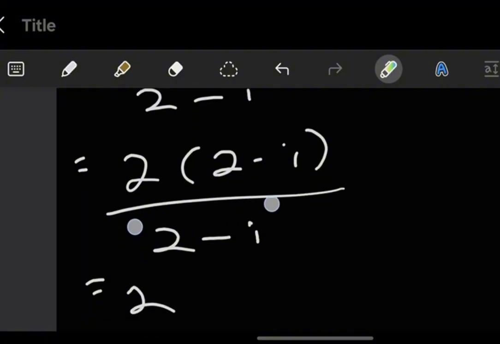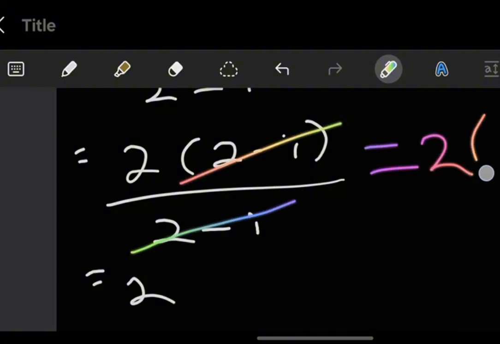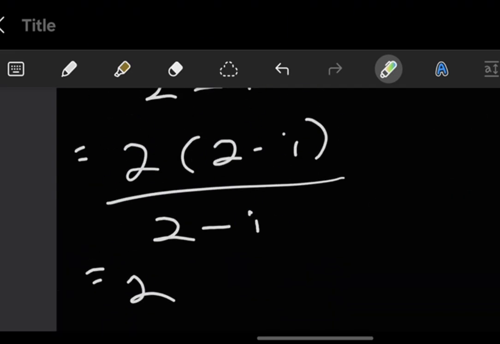And then we can factorize it. We will get 2 multiplied with 2 minus i, divided by 2 minus i. And we can cancel this, and it equals 2 multiplied with 1. So the answer is 2. That is all. Thank you.